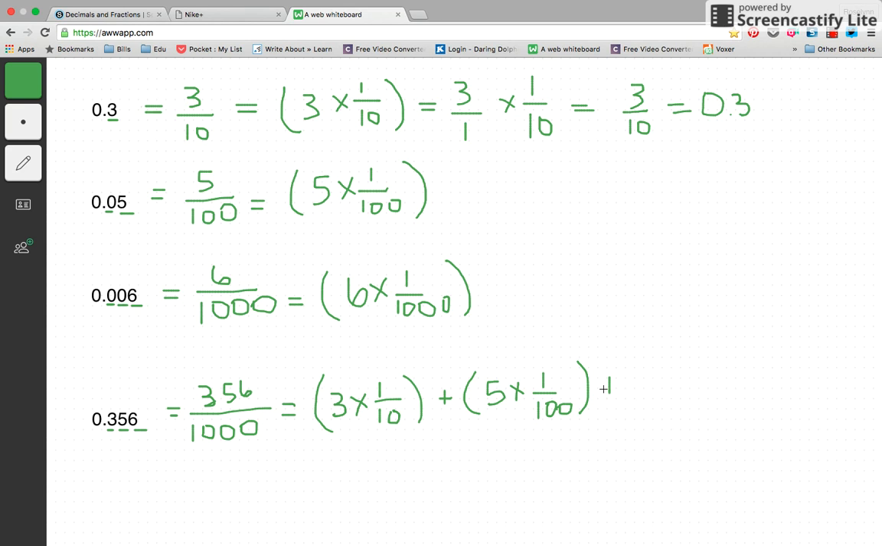I'm going to add my thousandths place, which I know the digit 6 is in there. Tenths, hundredths, thousandths. So I've got 6 in the thousandths place. So in expanded form, that would be 6 times 1/1000.